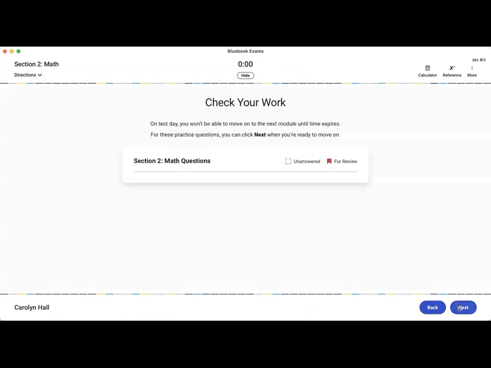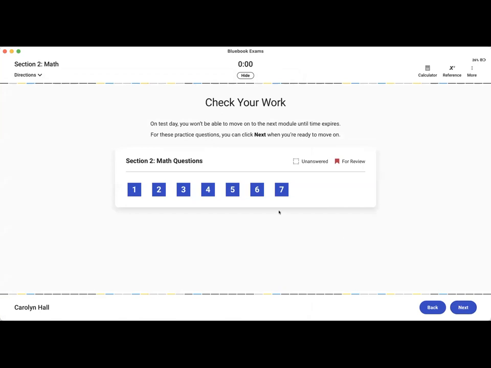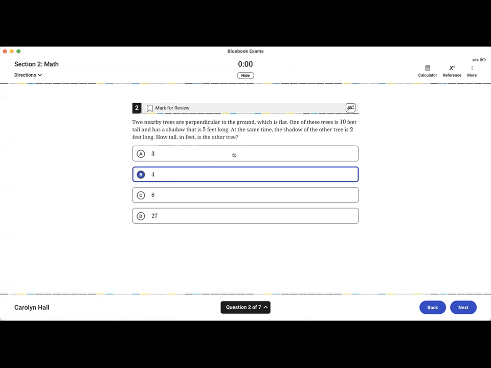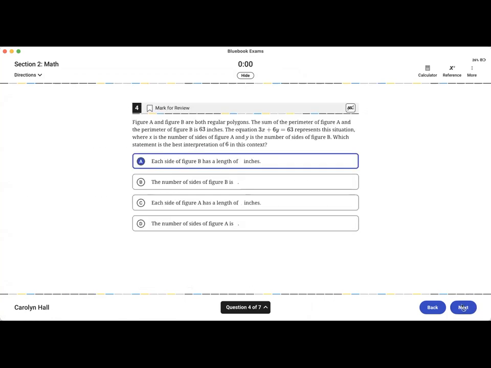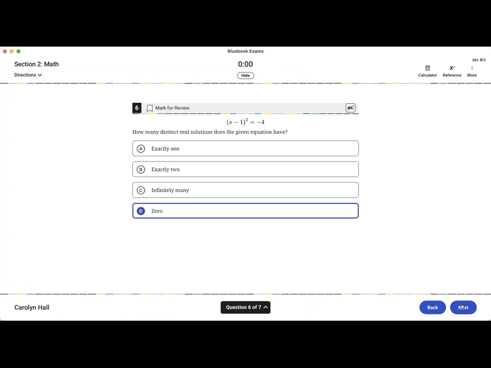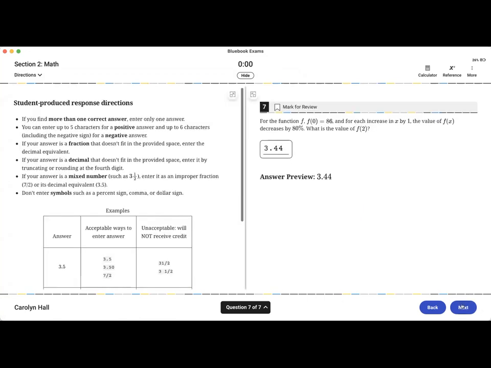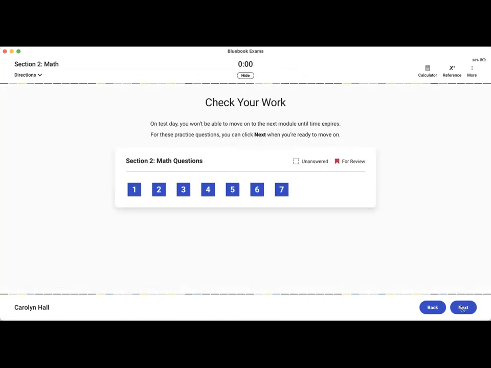I am clicking next. And now it will show you if any of these boxes are not highlighted in blue, like it shows here, they are unanswered. You may have flagged a problem for review that you wanted to come back to, and you can always click on that problem and it takes you back to that spot. So I'm going to click back through these. And when you are all finished, you are going to click next.